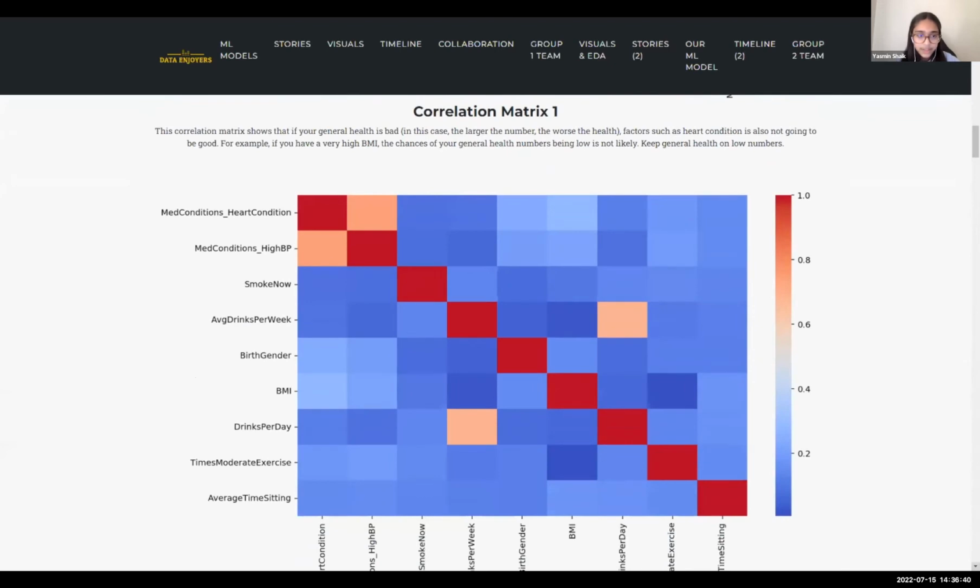Correlation matrix one. The correlation matrix shows that if your general health is bad, in this case a larger number means worse health, factors such as heart condition are also not going to be good. For example, if you have a very high BMI, the chances of your general health number being low is not likely. So keep your general health on low numbers.